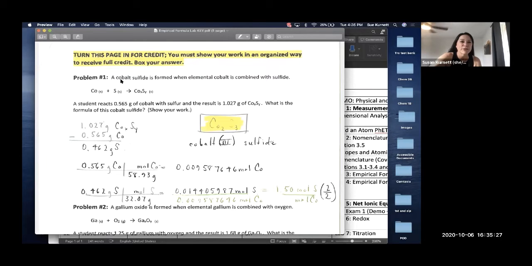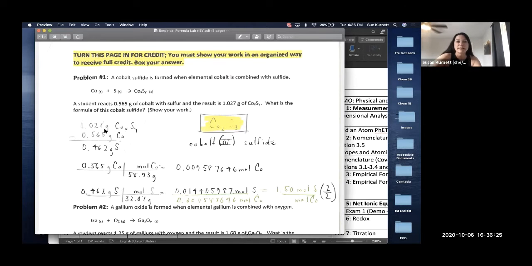So let's say that you were told, and you all can see this problem, right? Yes. Okay. So let's say I was told that there is a cobalt sulfide formed when cobalt is combined with sulfur. And so cobalt and sulfur are mixed, and we could either have cobalt 2 sulfide or cobalt 3 sulfide, because cobalt has 2 charged states. So a student reacts some grams of cobalt, that's reflected down here, 0.565 grams of cobalt, with sulfur, and they come up with this many grams of product.